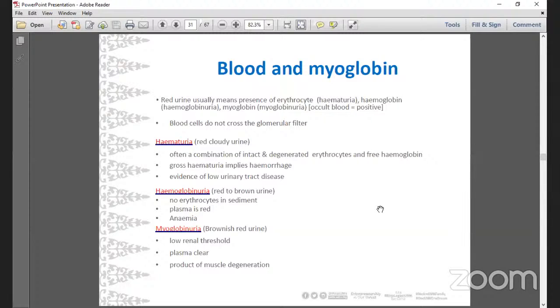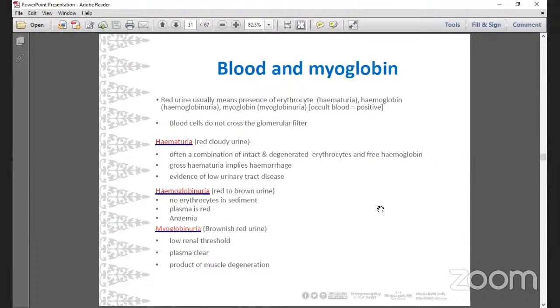Hematuria is largely orange, and there will be evidence of lower urinary tract disease. For hemoglobinuria, the color of urine will be red to brown. But because the RBC is already hemolyzed, you cannot find the erythrocytes in the sediment, and the plasma color is red, and there will be anemia.